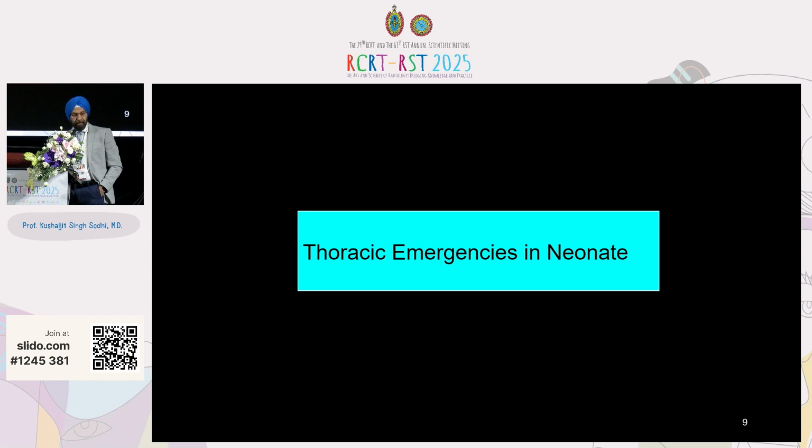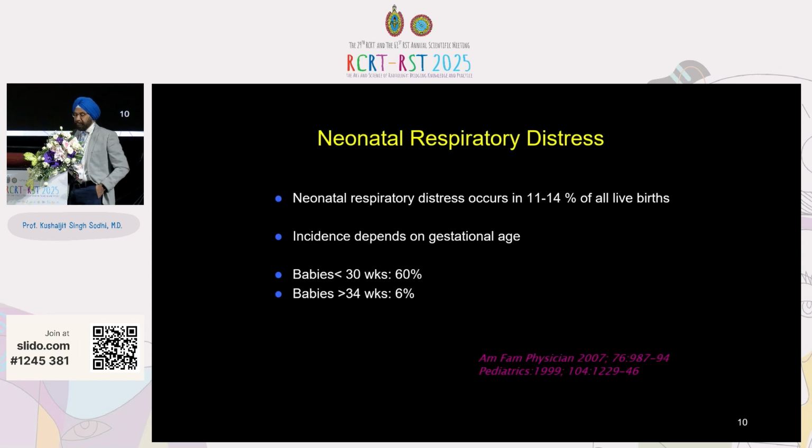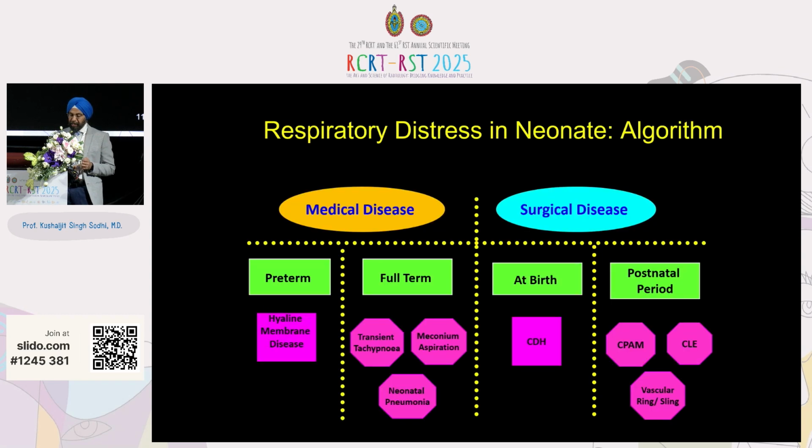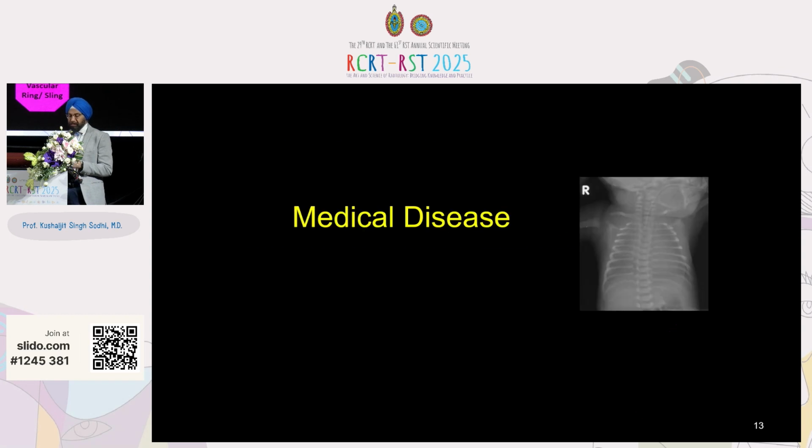So let's start with thoracic emergencies in neonates. Neonatal respiratory distress occurs in nearly 11 to 14% of all live births, and the incidence depends on the gestational age. The more preterm the child, the higher the incidence of neonatal respiratory distress. Broadly, we can divide these into two categories for simplification, and also for the mode of management. You can have a medical disease spectrum, which is typically managed medically, and a surgical disease spectrum, which is managed surgically. I'm going to cover most of these entities, showing one or two examples of each.